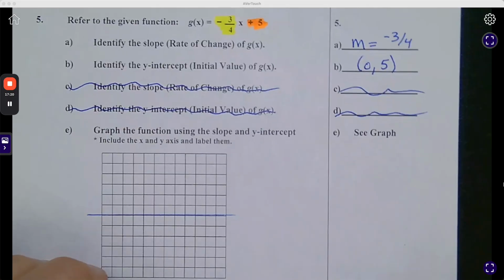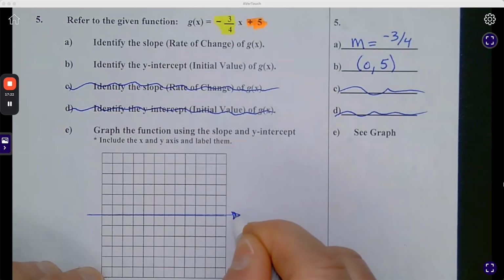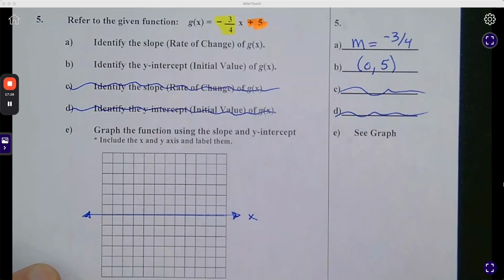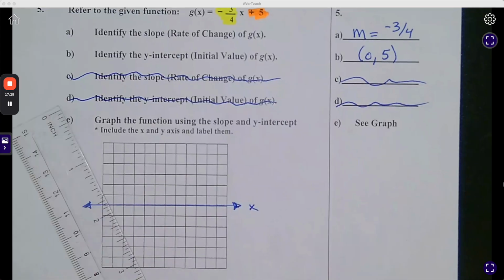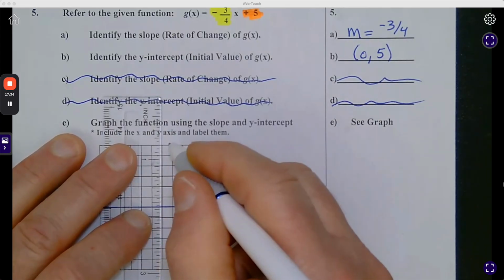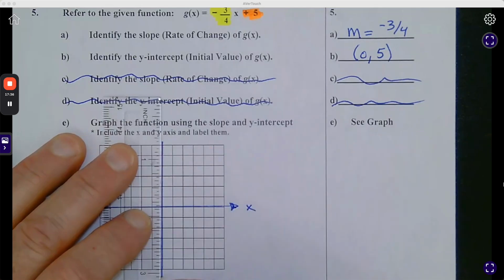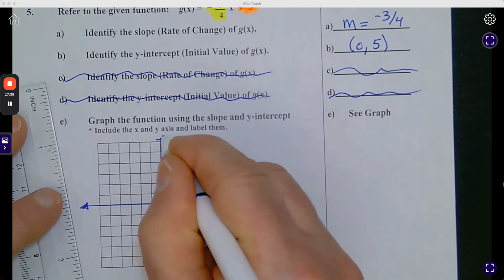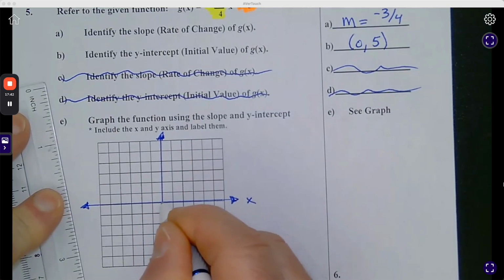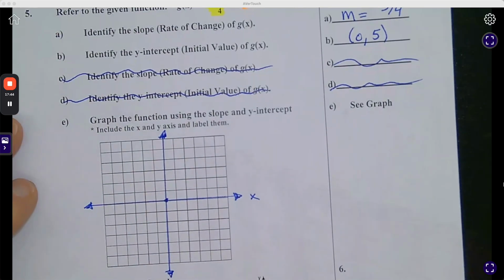I'm going to put my x-axis. This is my x-axis. It's just a number line, right? And then this is my y-axis. It too is a number line. The x-axis is a horizontal number line, and the y-axis is a vertical number line. That's all. Just number lines. And they always intersect at what we call the origin, (0, 0).